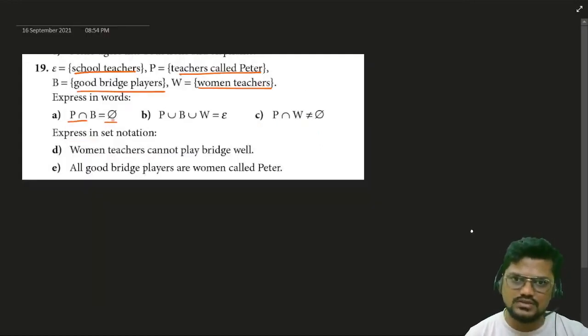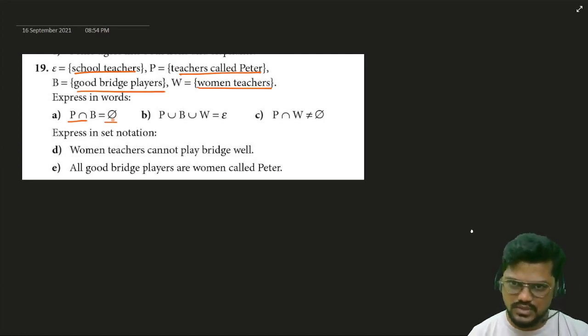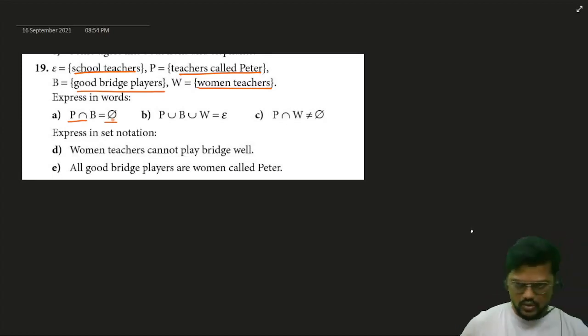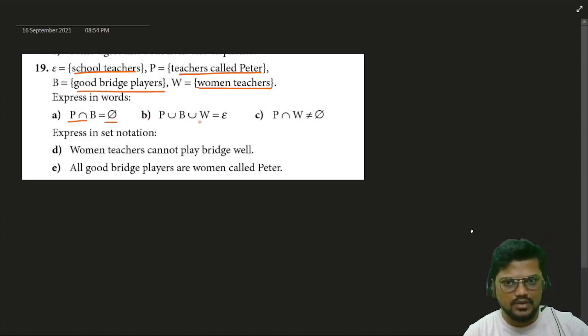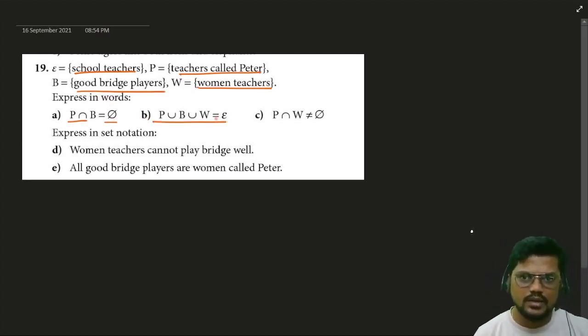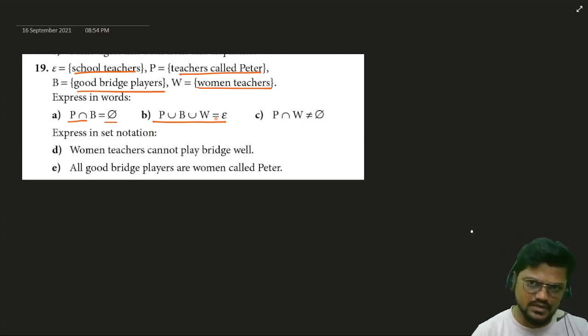No teachers. What is this? Teachers called Peter. And what would this be? Good bridge players. No good bridge player is a Peter, or none of the Peters is a good bridge player. P union B union W: all school teachers are either teachers called Peter, or good bridge players, or woman teachers.